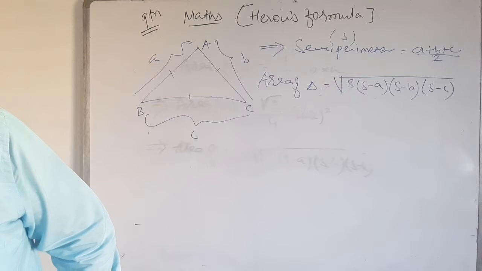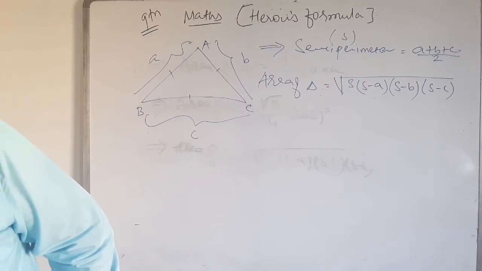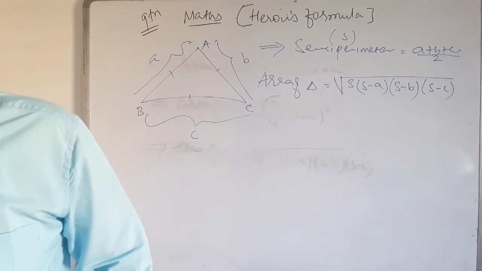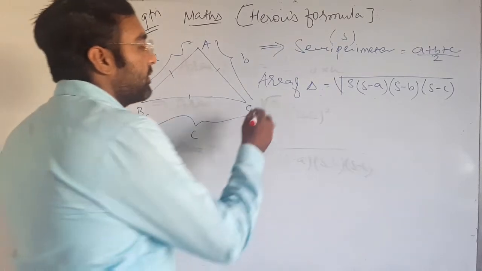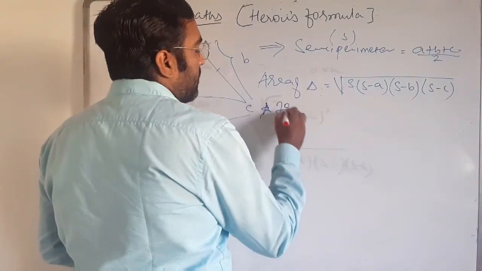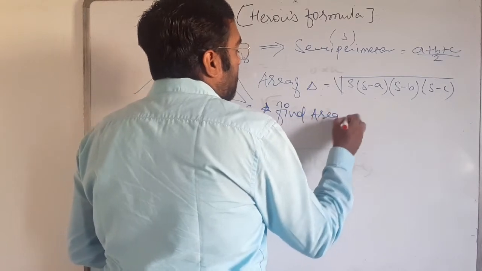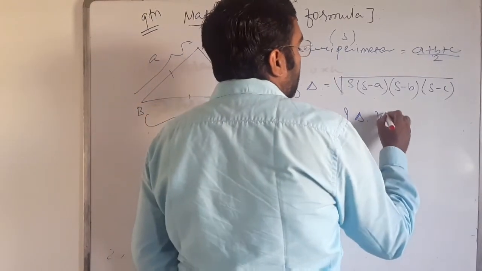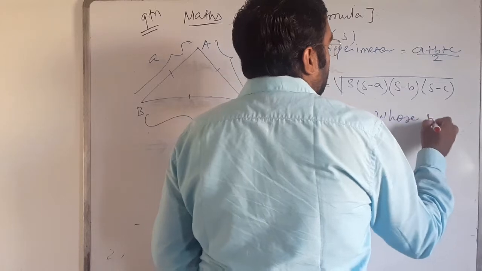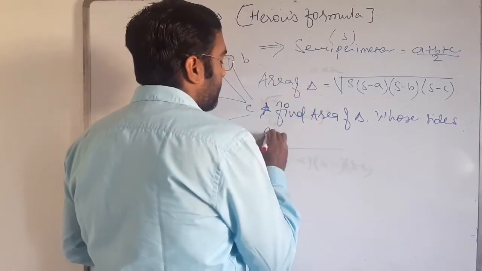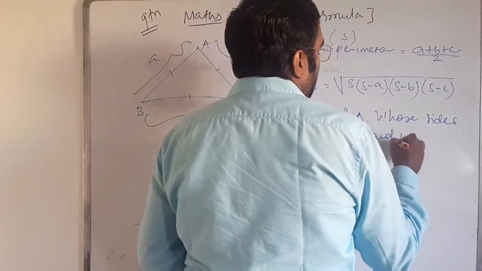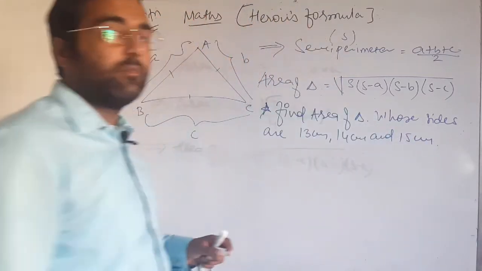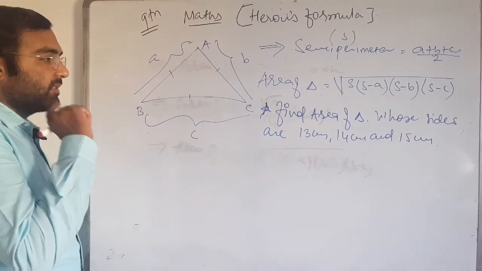So students, let's start doing the first example. Find the area of a triangle whose sides are 13, 14 and 15 centimeter. So let's start doing this sum.